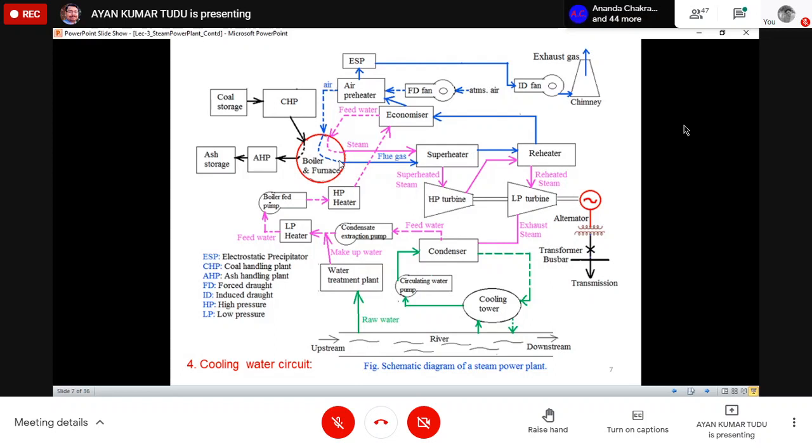And how are we doing that? We are increasing the temperature of the incoming air and feed water into the boiler by using the heat of the flue gas through certain heat exchangers. This economizer and the air preheater are nothing but heat exchangers. We can understand that. Understood? Yes, sir.